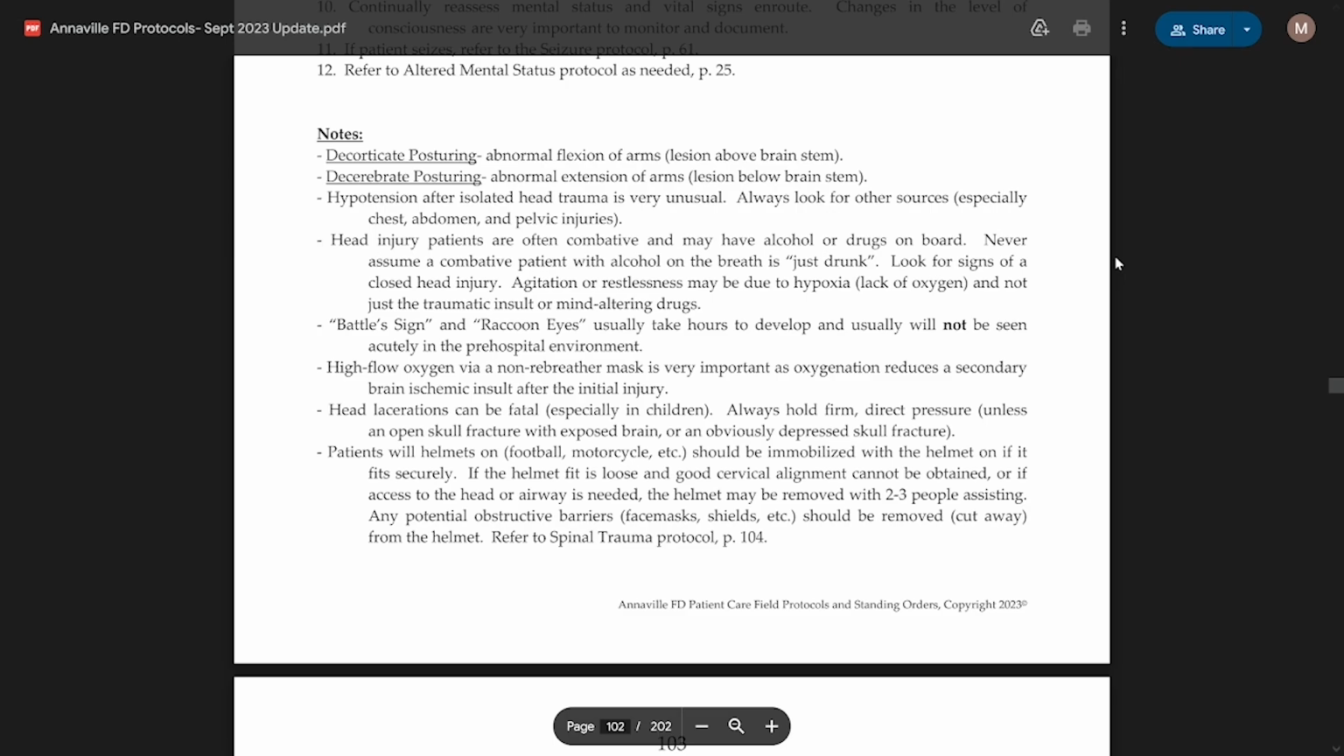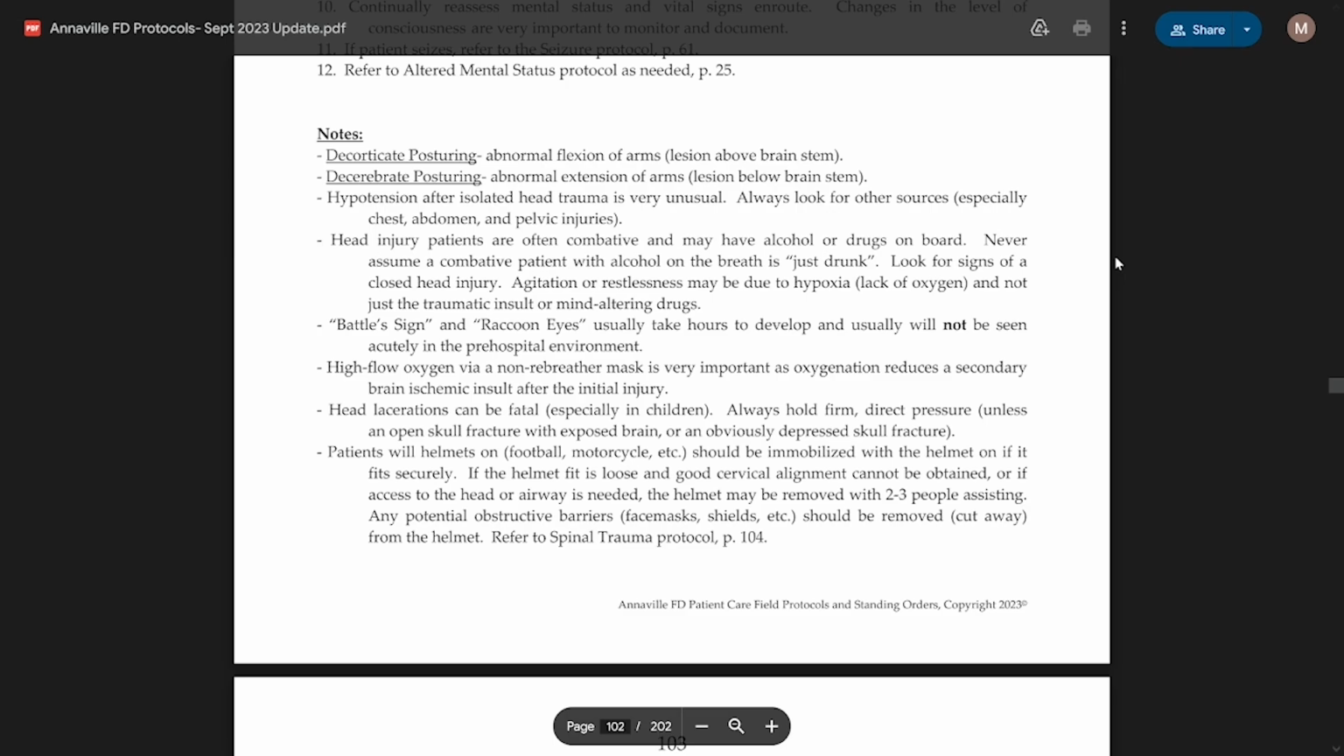High flow O2 via a non-rebreather mask is very important, as oxygenation reduces a secondary brain ischemic insult after the initial injury. Head lacerations can be fatal, especially in children. Always hold firm direct pressure unless there is an open skull fracture with exposed brain matter or an obvious depressed skull fracture.